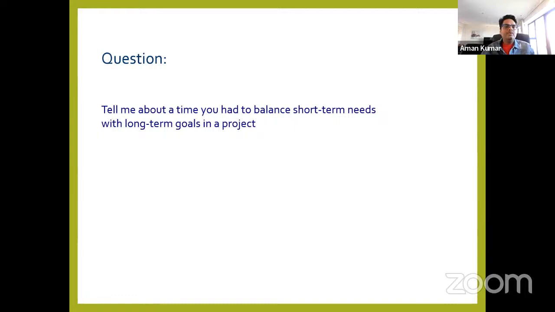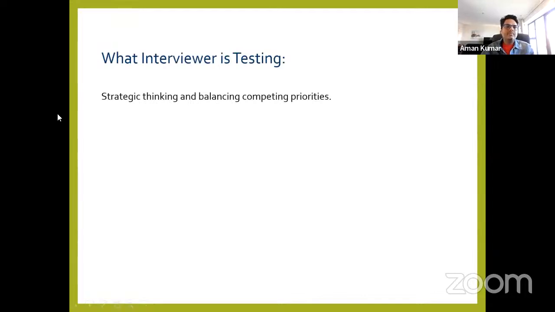Tell me about a time you had to balance short-term needs with long-term goals in a project. So this is again a very normal kind of scenario. Short-term needs and long-term goals may not always be in sync. So you need to balance both. What is being tested upon? Strategic thinking and balancing competing priorities. So you will always have competing priorities in your work. So how do you create strategy? How do you do strategic thinking, right?